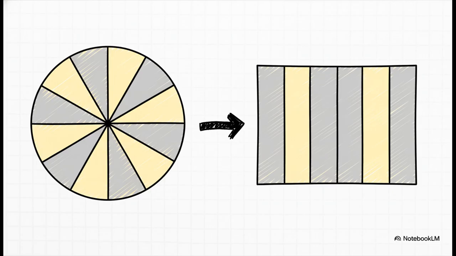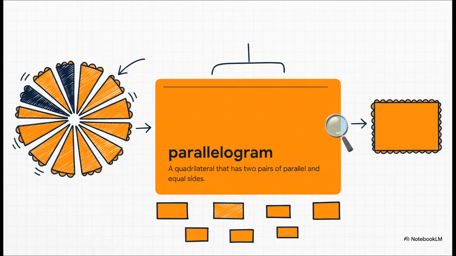What if we use 12 slices instead of 4 and do the same thing? See how the top and bottom edges are getting a lot less curvy? The more slices we make, the straighter those lines get, and the more our new shape starts to look like something very familiar. And that familiar shape is a parallelogram.